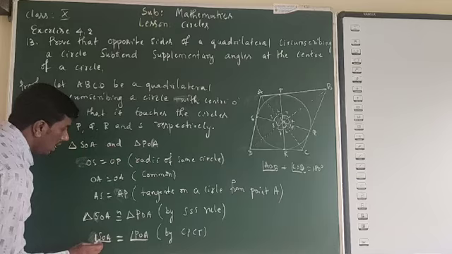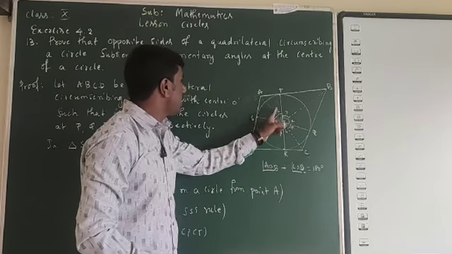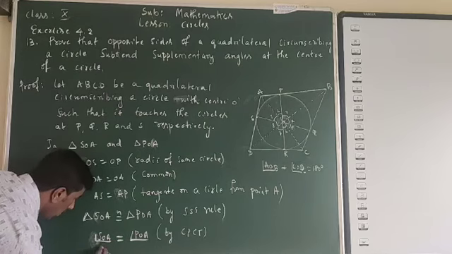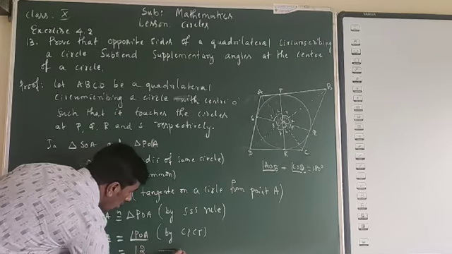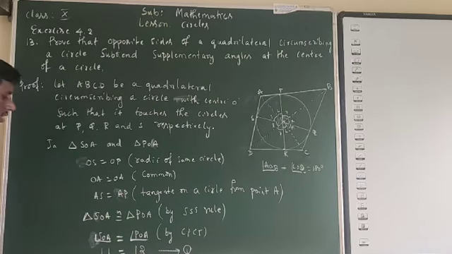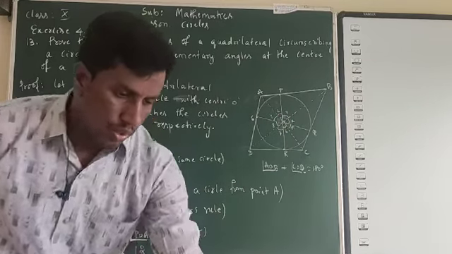By CPCT, SOA will be denoted as 1, POA will be denoted as 2. We will write angle 1 is equal to angle 2. Call this equation 1. We have proved that angle 1 is equal to angle 2. Right? So we'll go further.